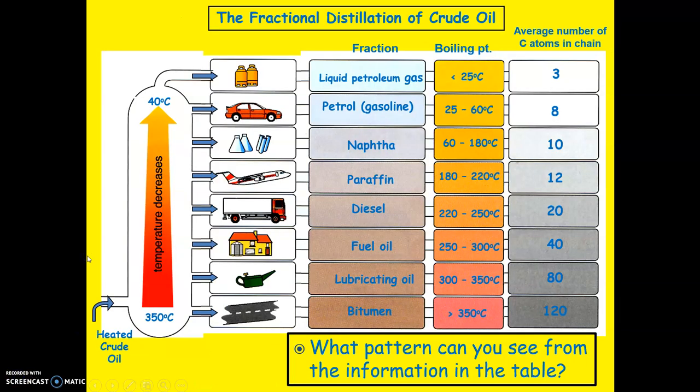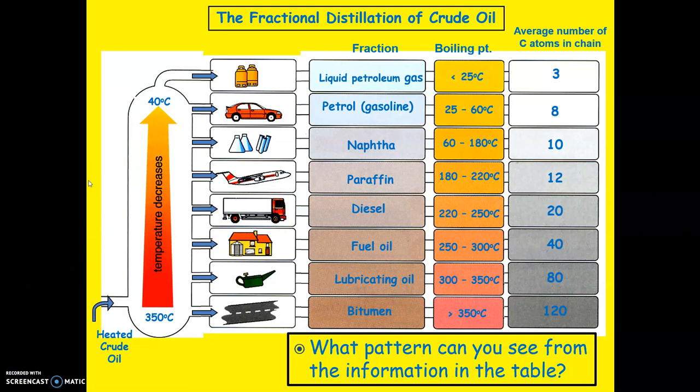Okay, so just looking at this information here, guys, I do not want you to write this down. What pattern can you see from the information table? I'll give you 30 seconds to have a look through this. What pattern do you notice?